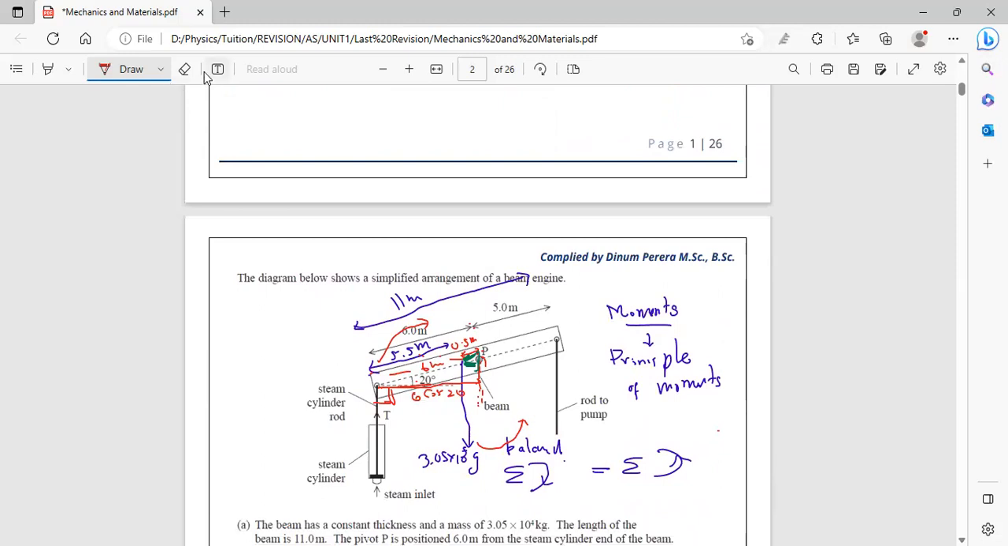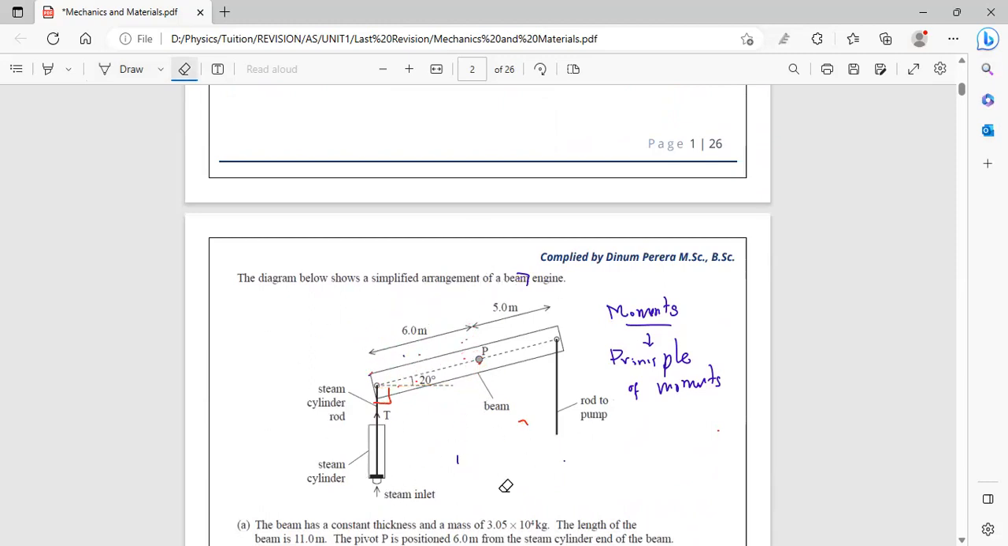I think you guys have read the whole scenario. And they have said that the force from the rod to the pump can be neglected. And the only two forces which we can consider in this case would be the weight of the beam and the tension of the steam cylinder rod. So we need to find tension. They have given us distances and the weight of the beam, right?